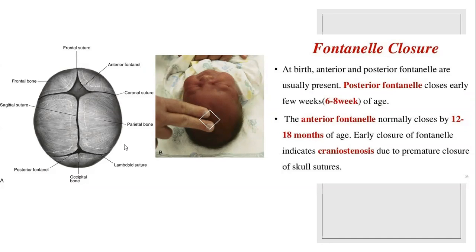The NCLEX board asks 2 questions: when the anterior fontanel closes and when the posterior fontanel closes. At birth, the anterior and posterior fontanels are usually present. The posterior fontanel closes early, within a few weeks of age. The anterior fontanel normally closes by 12 to 18 months of age. Early closure of the fontanel indicates craniostenosis due to premature closure of the skull sutures.